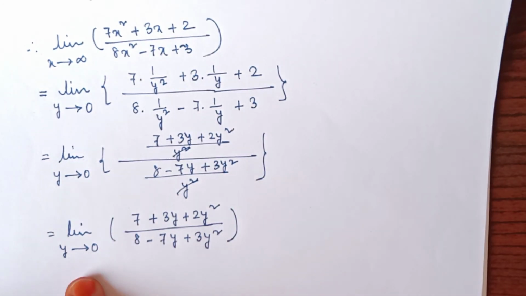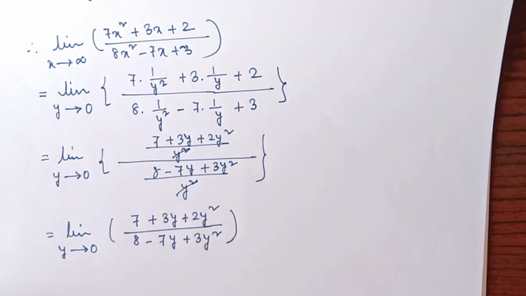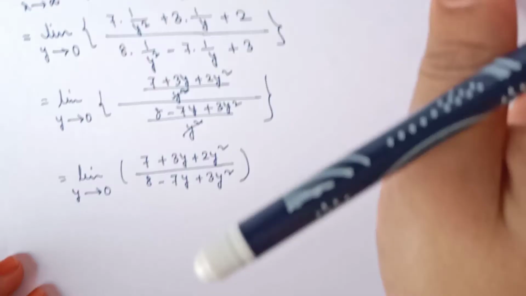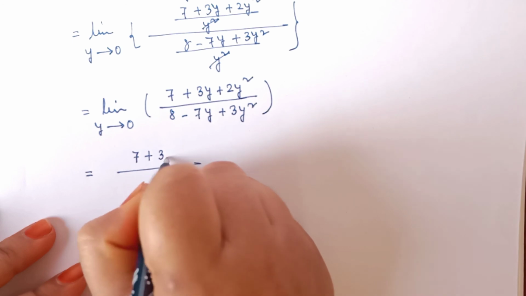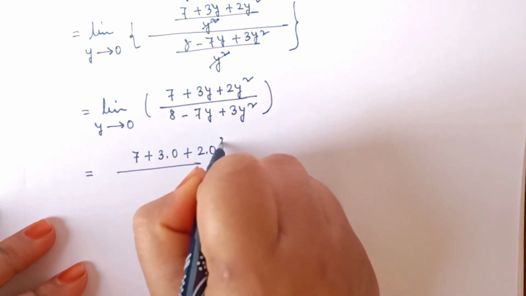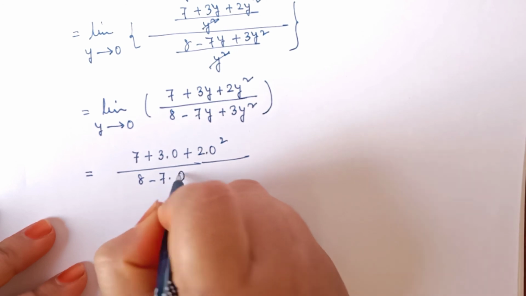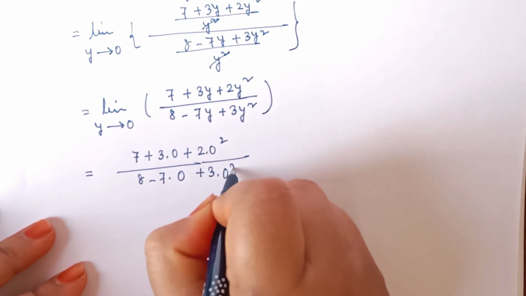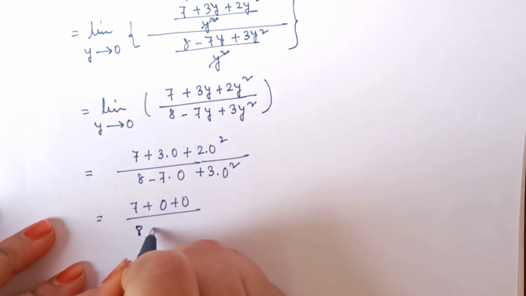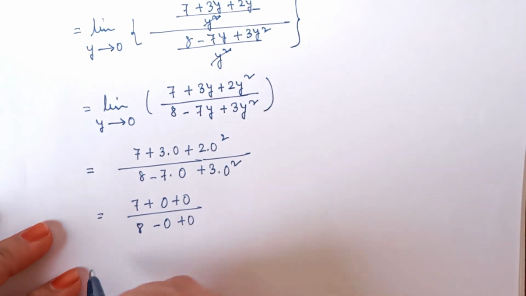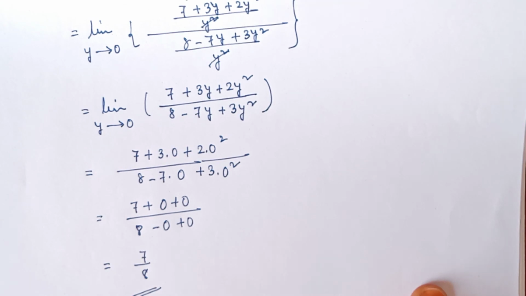Now you can directly substitute y equal to 0 here, because if you substitute y equal to 0, you will not get a by 0 or 0 by 0 form. So let us substitute the value. It is (7 + 3 into 0 + 2 into 0²) divided by (8 − 7 into 0 + 3 into 0²). So 7 plus 0 plus 0 over 8 minus 0 plus 0, which is 7 by 8. So the final result is 7 by 8.